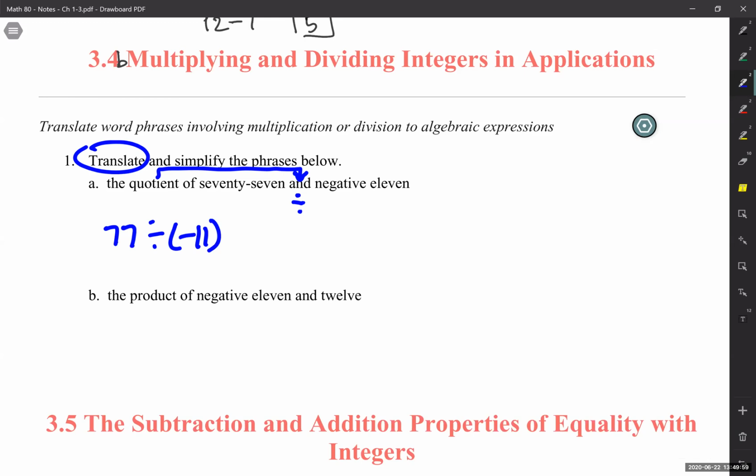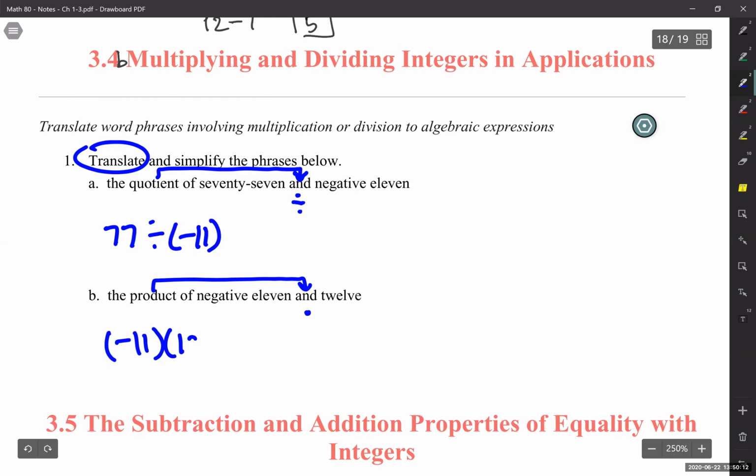And then part B, we have the product. So it's the only one we haven't talked about. Product means the answer to a multiplication problem. So negative 11 and 12. And you can write multiplication using parentheses or the dot or however you want to write it.